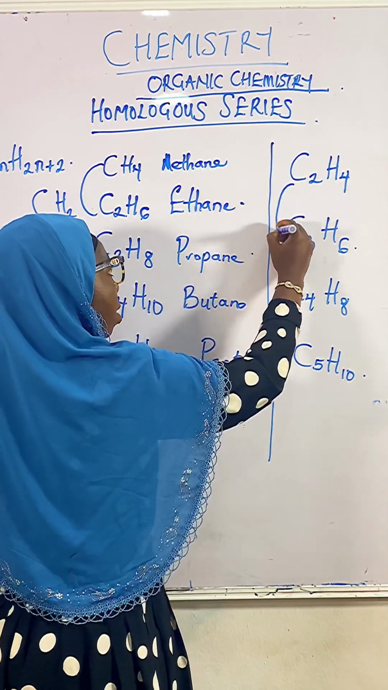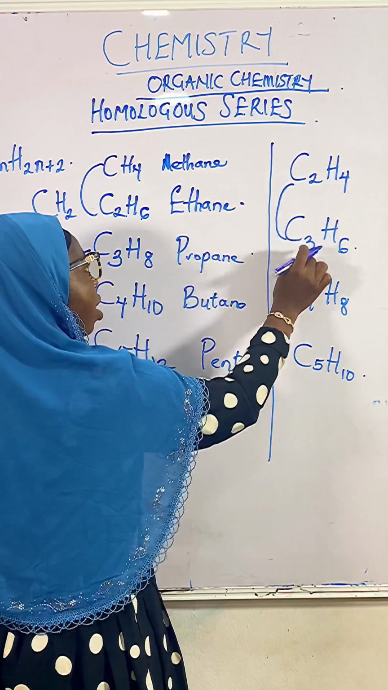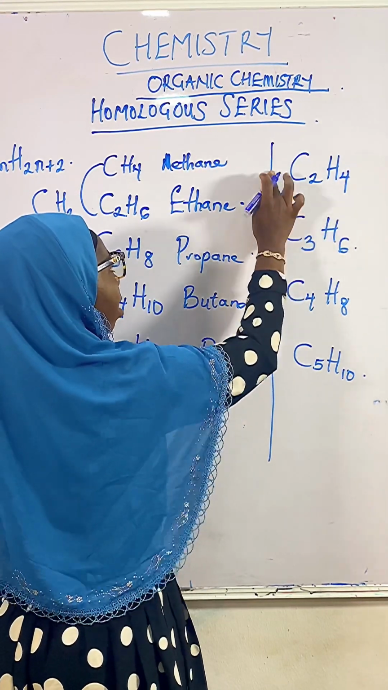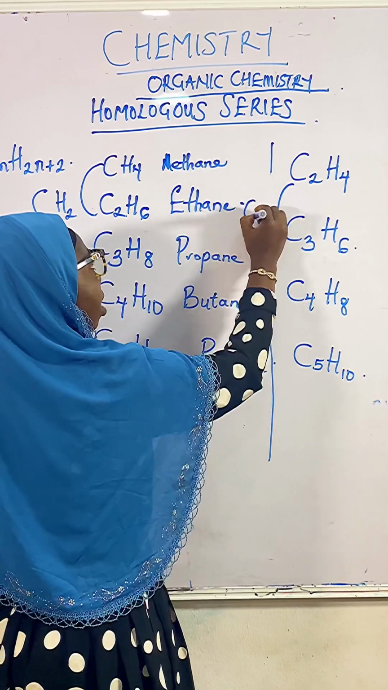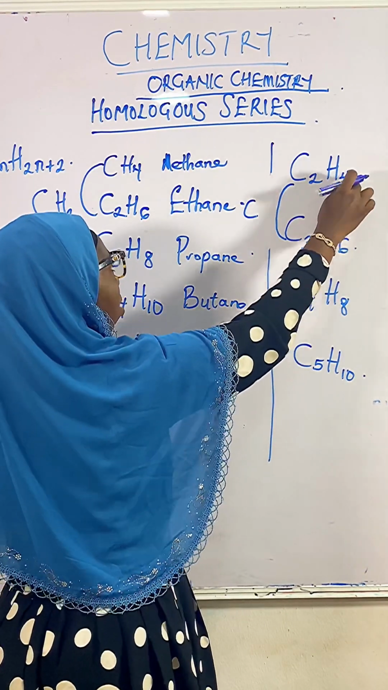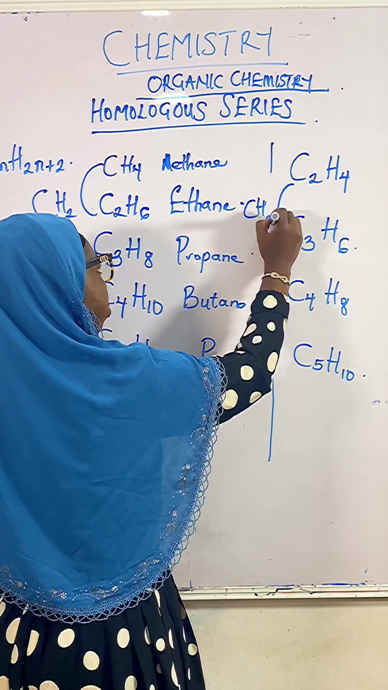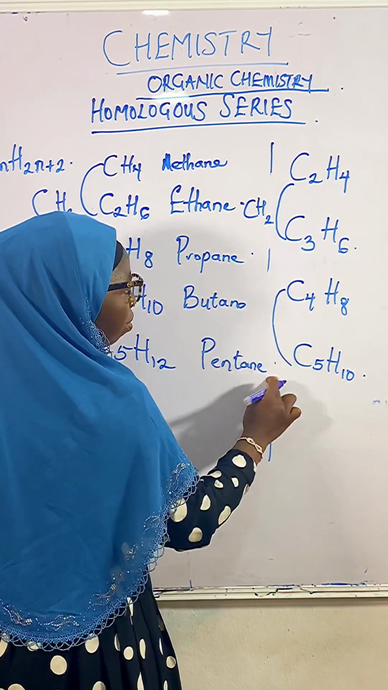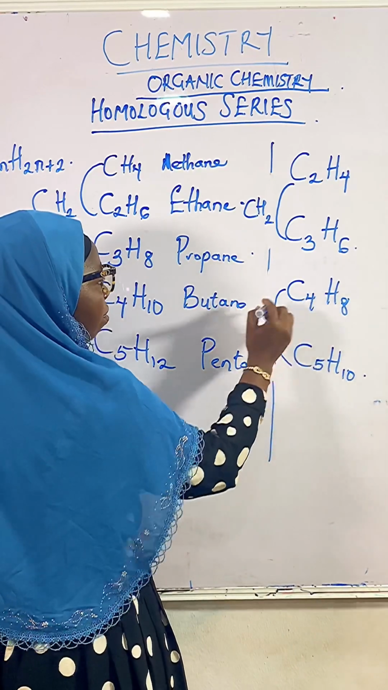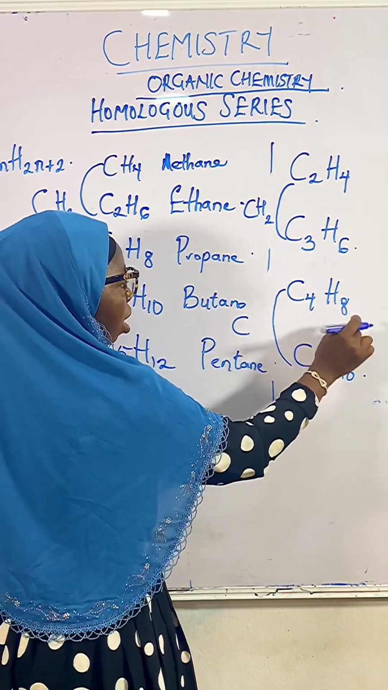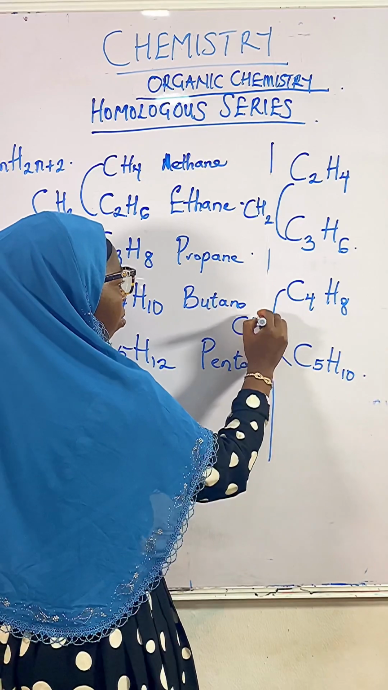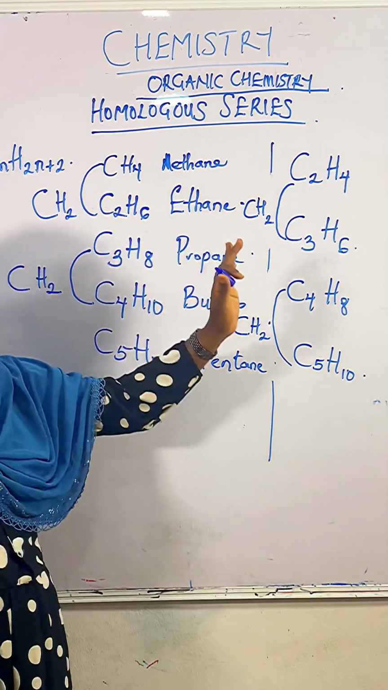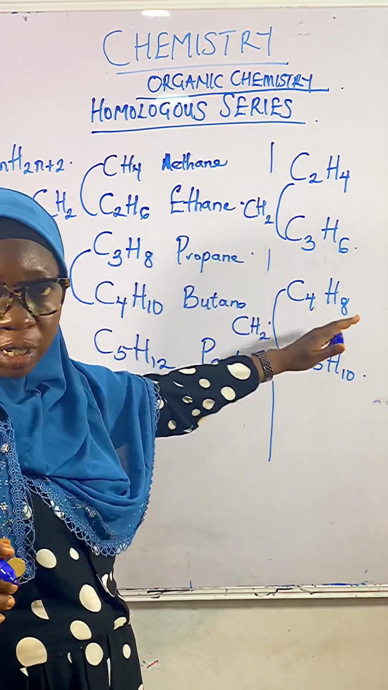Now let us look at the difference among this family of members too. We have 3 here, we have 2 here. 3 minus 2, 1. So it is still C. 6 minus 4, 2. CH2. Now when you move down here too, we have 5 minus 4, that is 1, C. 10 minus 8, that is 2, CH2. And so on. If we move on to alkyne too, it's still going to be the same thing.